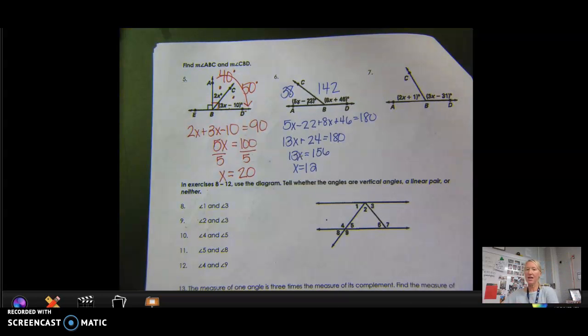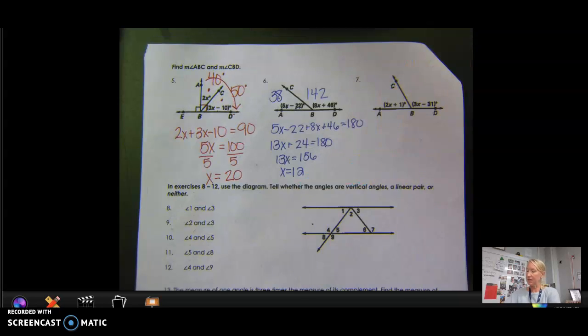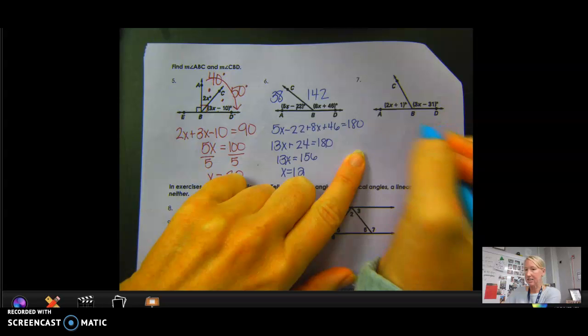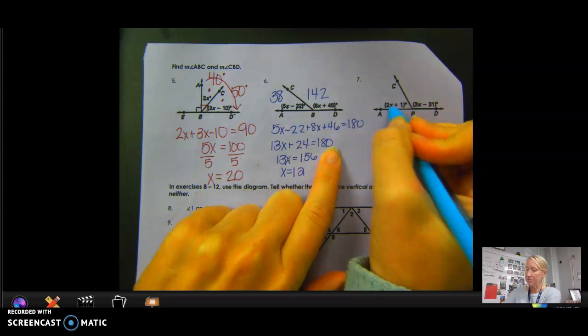The last one, go ahead and pause me, try it on your own, unpause me when you're done. But what I'm going to do is add this guy and this guy, set it equal to 180 because it's a linear pair. Instead of writing it out, I'm going to just combine like terms to start with.